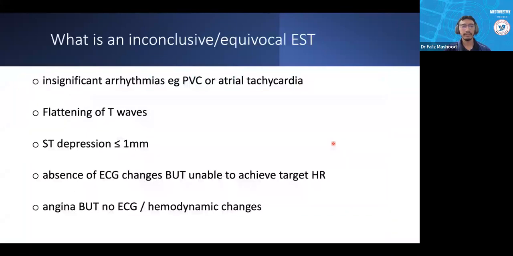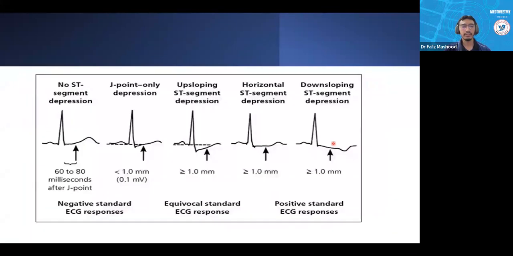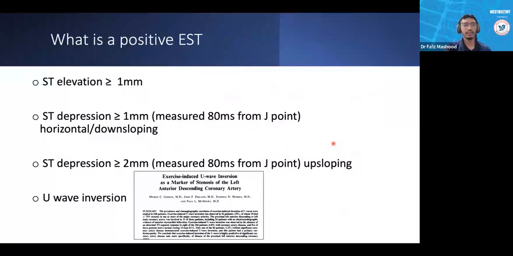Okay, so back to this slide. ST depression of at least 2 mm upsloping is positive. At least 1 mm horizontal and downsloping is positive. The rest, for ST elevation and U wave inversion, I think everyone is clear on that.